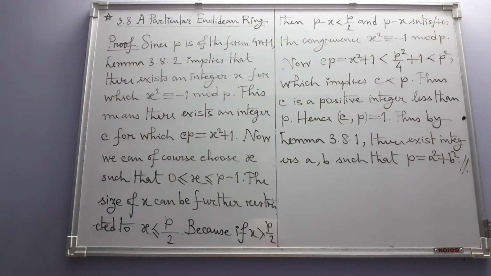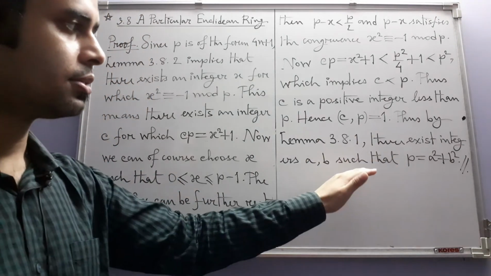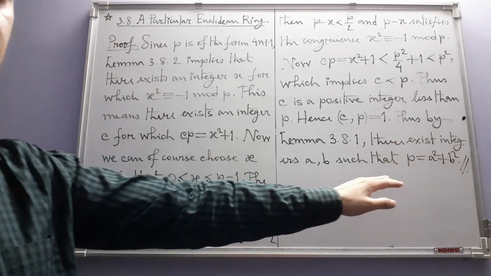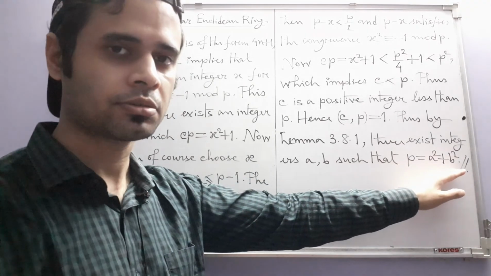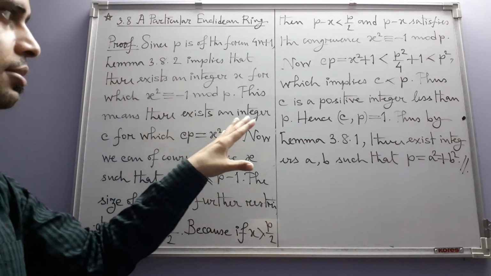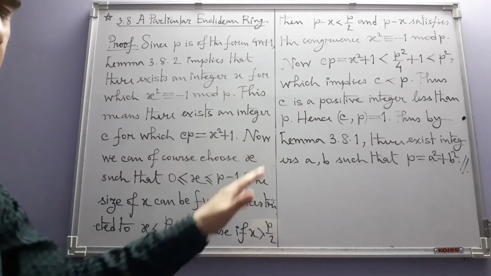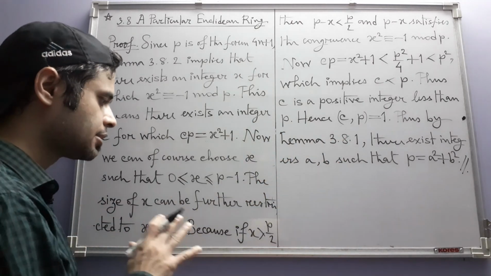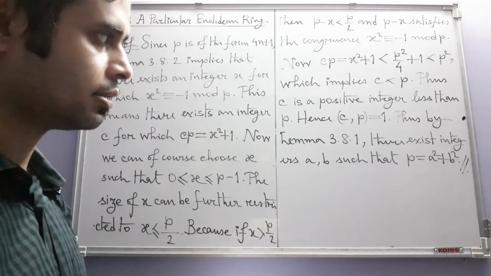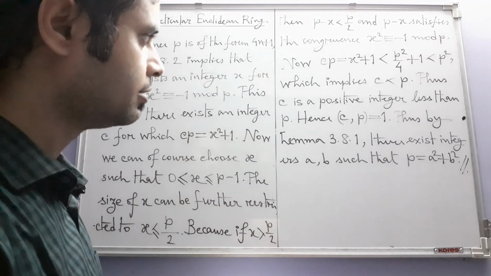Okay, this is an existence proof. It does not tell us what a and b are. It says that there is at least a pair of integers a and b for which this is true. And this result is due to Pierre de Fermat, the French mathematician, and this result can also be proved using elementary number theoretic techniques without using algebra or theory of Euclidean rings like this.